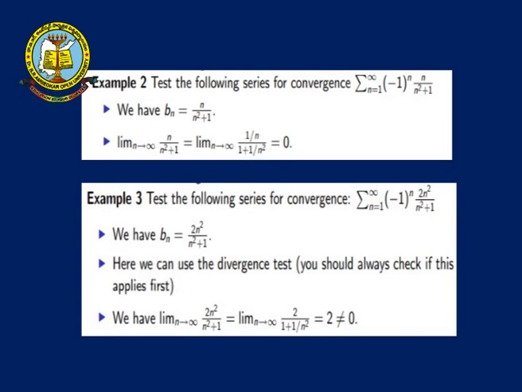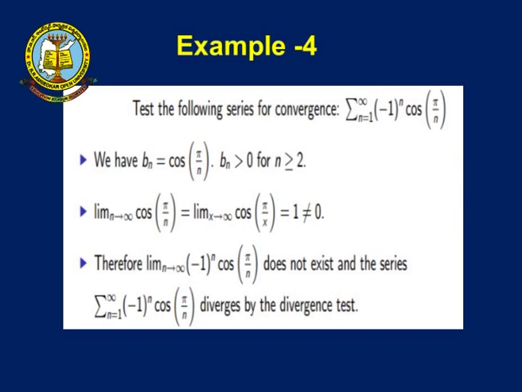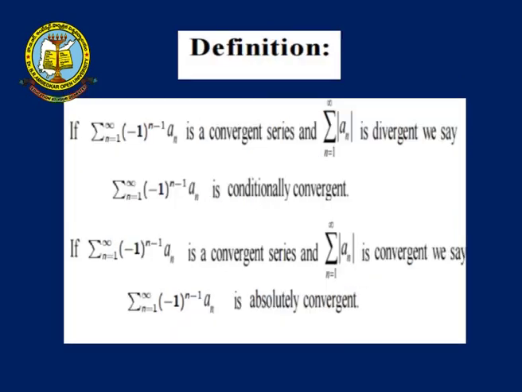These are the examples. For the nth term 1 by n, limit n tends to infinity 1 by n equal to 0, so it is convergent. The second example is also convergent because the limit is 0. In the third example the limit is not 0, so it is divergent. The fourth is also clearly not equal to 0, so it is divergent. If the Leibniz test is convergent and the modulus series sigma mod an is also convergent, then it is absolutely convergent. If sigma mod an is divergent and the Leibniz test is convergent, it is conditionally convergent.